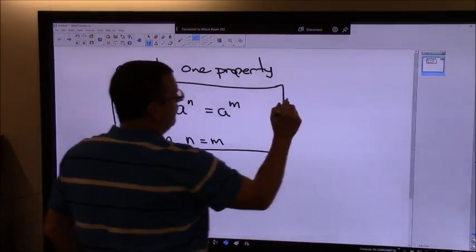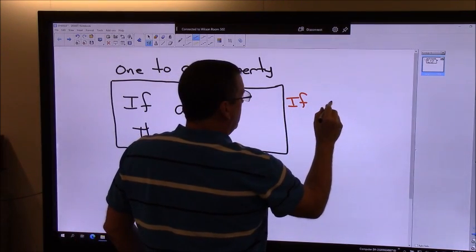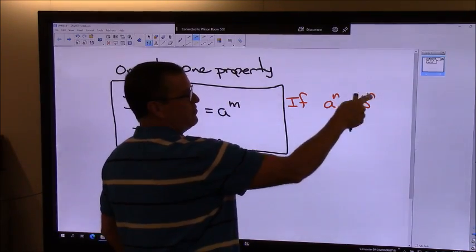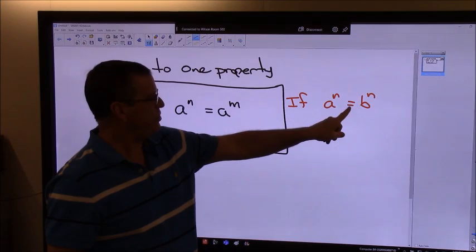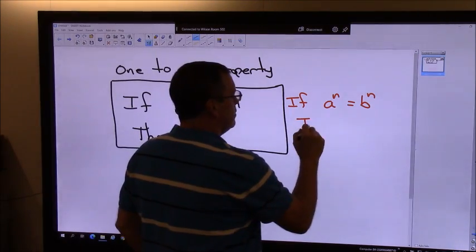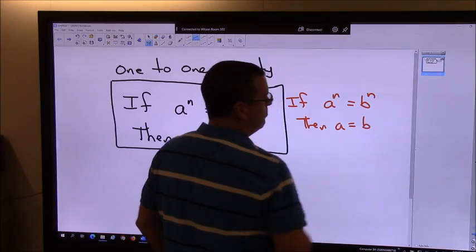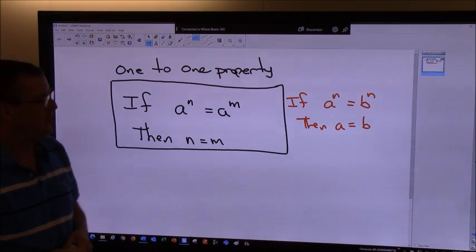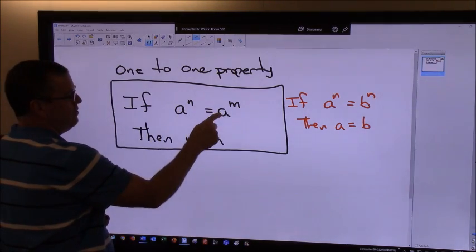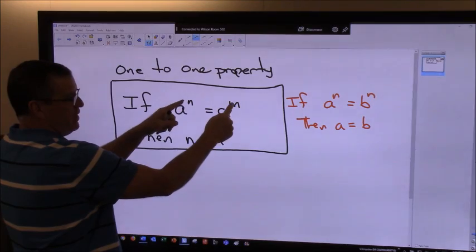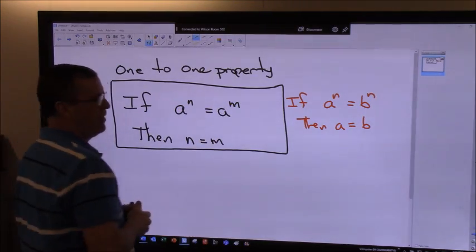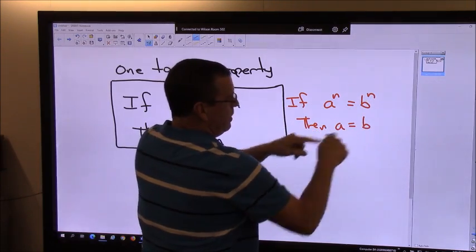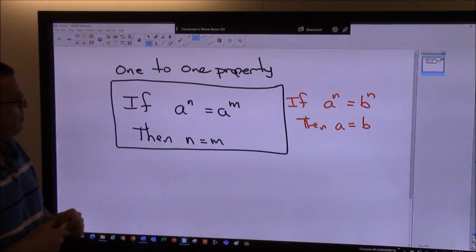Likewise, if a to the n power equals b to the n power, so if the exponents are equal, then the only way the two expressions can be equal is if the bases are. So then a has to equal b. Okay, that's the one-to-one property. There's a lot of different forms that this comes in, but what we're really saying is if two things are equal to each other and there's only a slight difference, in this case the exponents, well then the exponents have to be equal. If the only difference here is that the bases are different but the exponents are the same, well then the only way they're equal is if the bases are the same. Okay? So that's what we want to start with.